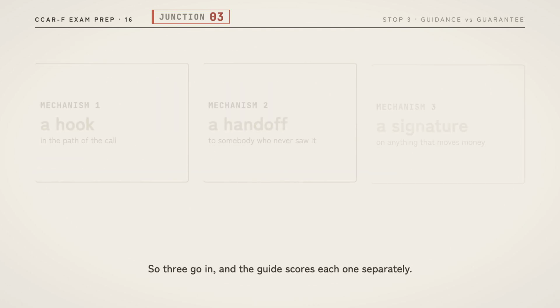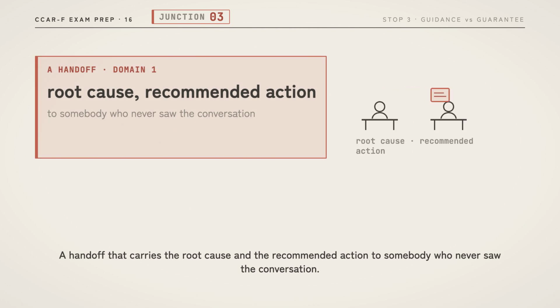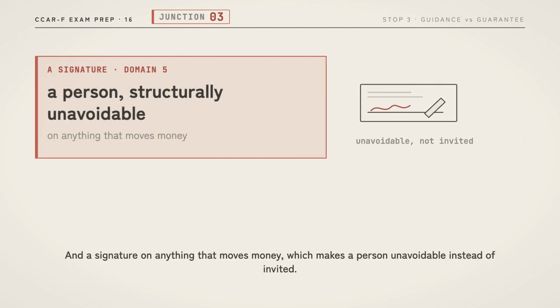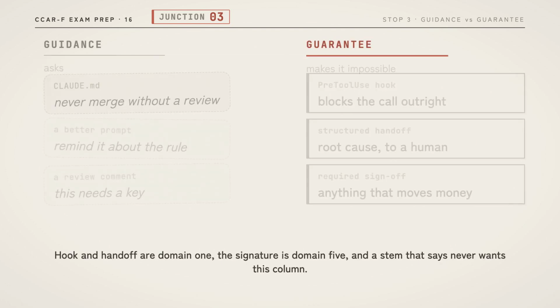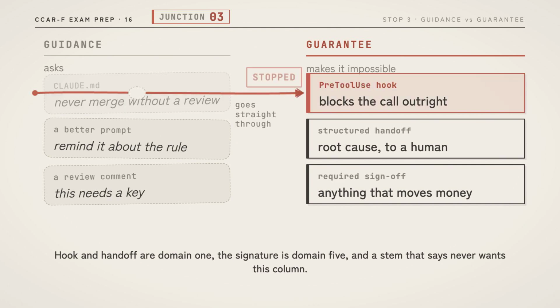So 3 go in, and the guide scores each one separately. A hook that sits in the path of the call and stops it dead when the rule is broken. A handoff that carries the root cause and the recommended action to somebody who never saw the conversation. And a signature on anything that moves money, which makes a person unavoidable instead of invited. Hook and handoff are domain 1. The signature is domain 5 and a stem that says never wants this column.